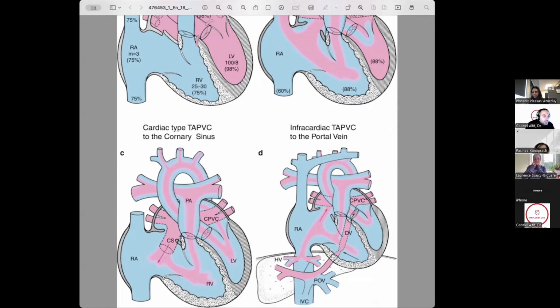But it's an obligatory right to left shunting. And if you do the OSCE stations that are on the website that Syria is going through, there is one station hidden somewhere that has a TAPVR. Okay, 153. Any questions?